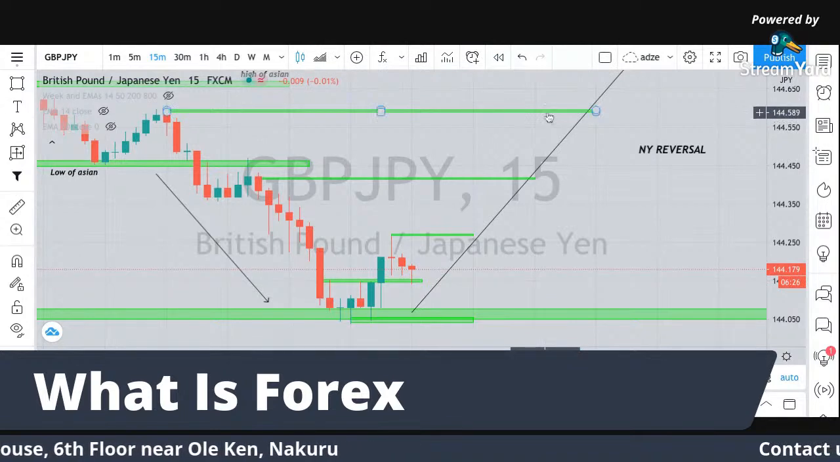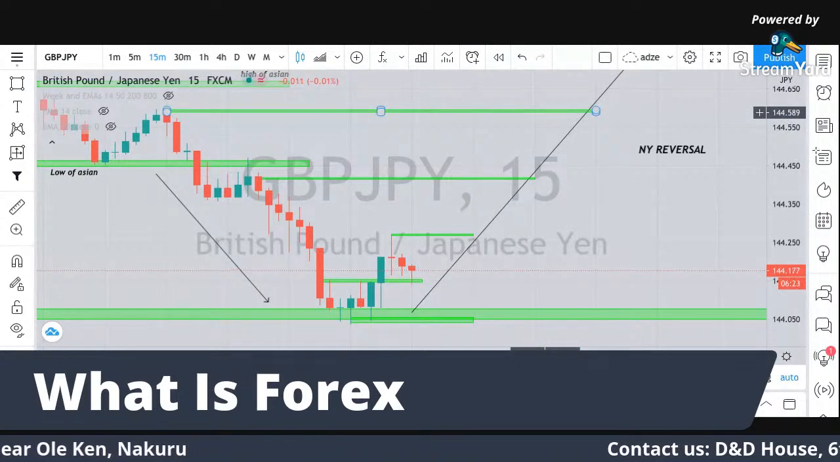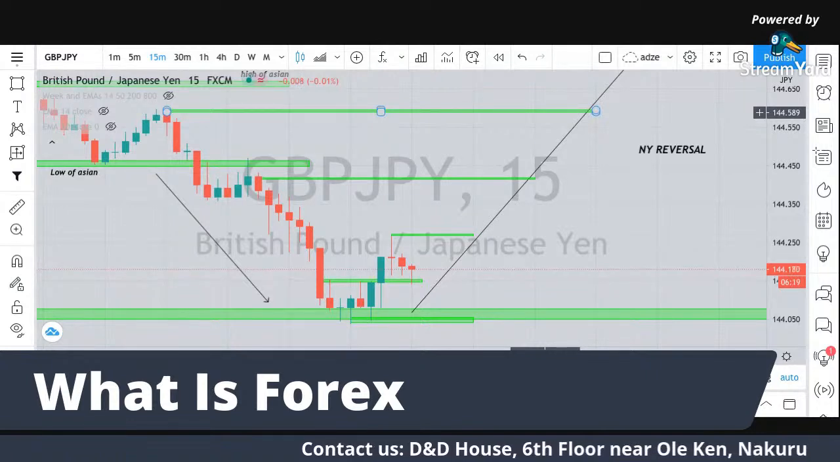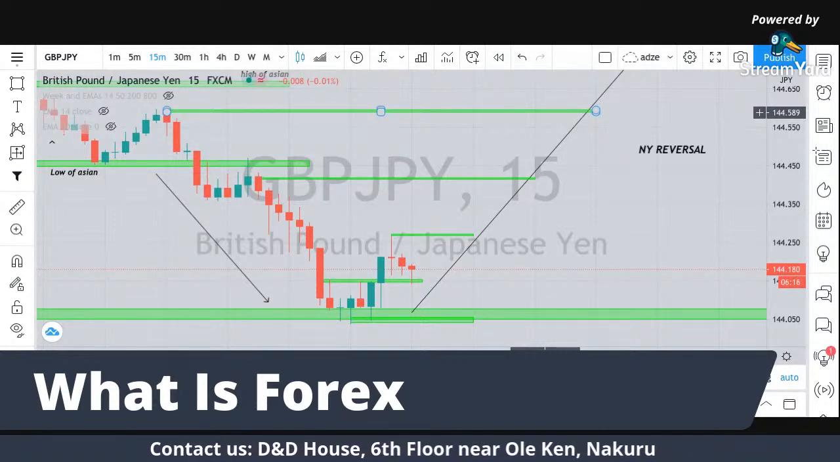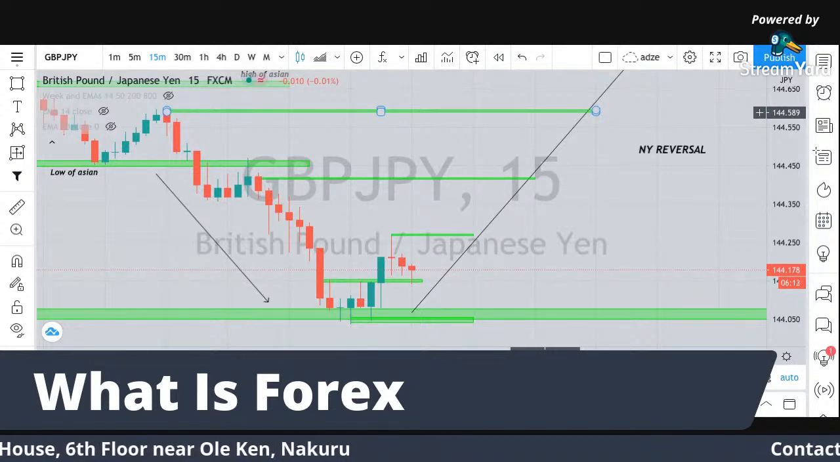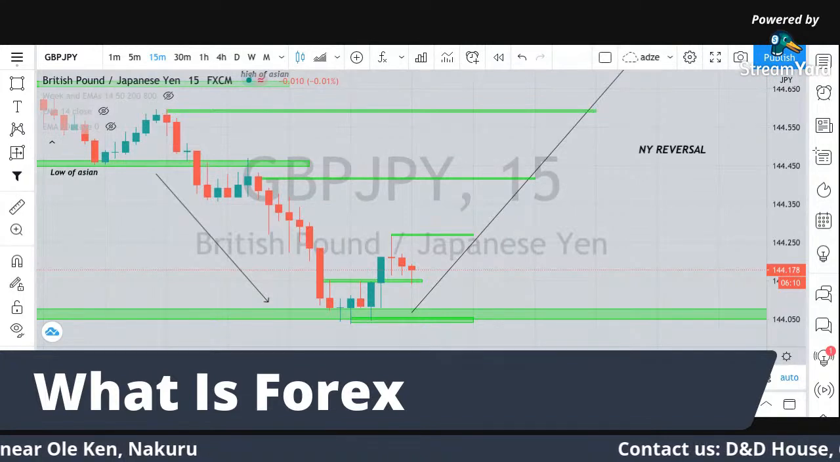Even if it hits this particular zone, it'll be good because mine is around 144.3. That would be around 28 pips. 28 pips, 8 pips since I had a positive day yesterday.